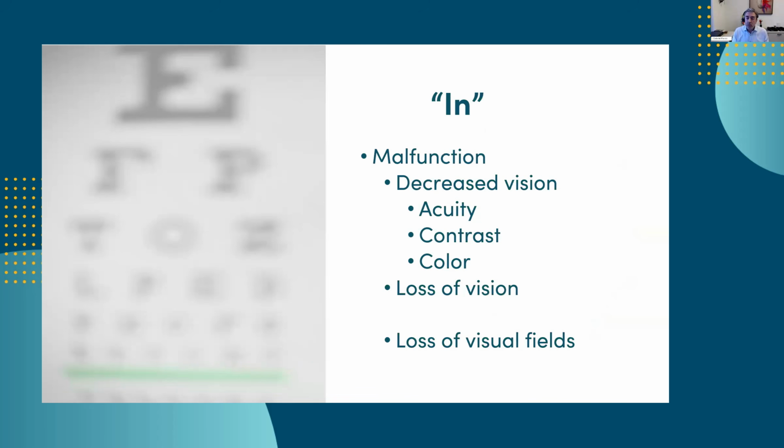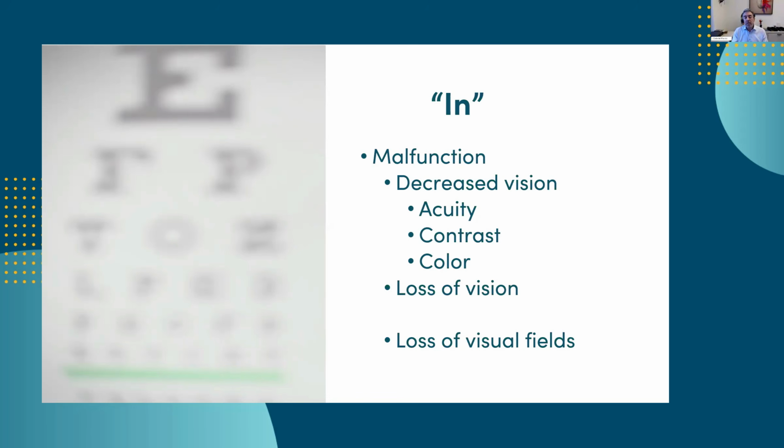So what happens with that system when it doesn't work? Malfunction of the system can be manifested by decreased vision. We have blurred vision, and we can differentiate if you have a problem with the acuity, the sharpness with which we can see images, or problems with contrast, or problems with color. We can actually have significant decreased vision to the point that we can lose vision completely. But we can also have something different, and it's not the loss of the quality of the central vision, but the loss of the visual fields.